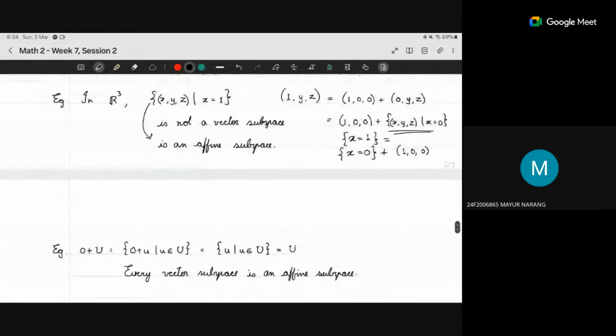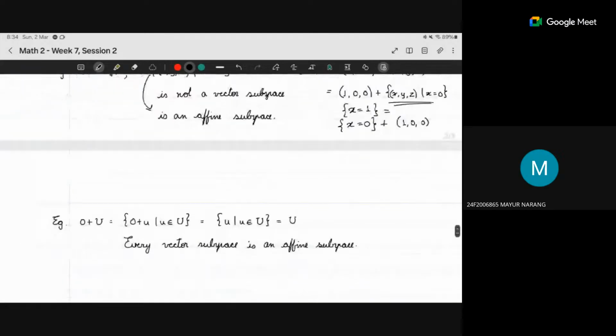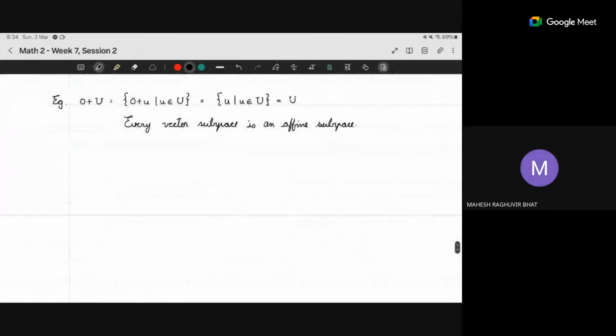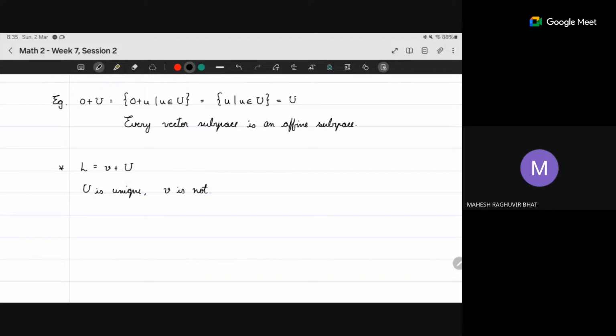You can just take any vector subspace. Now that you know, we'll take one more example, which is more interesting. Before that, let us use L for an affine subspace. What do I mean by an affine subspace? You can write this as V plus U. So can I write it as V plus U uniquely? This is a question. U is unique. V is not.